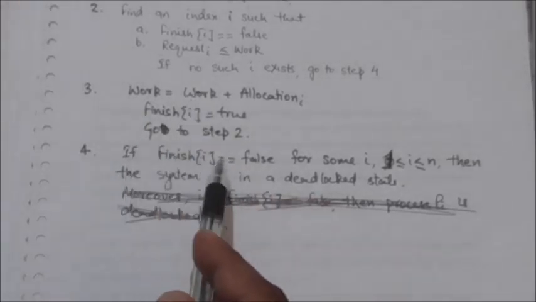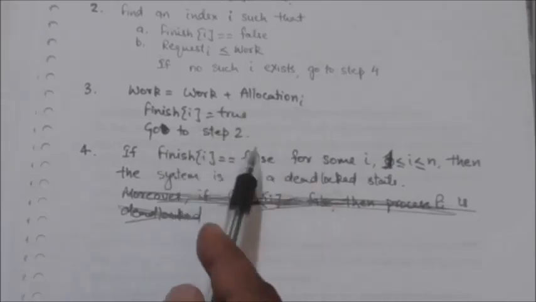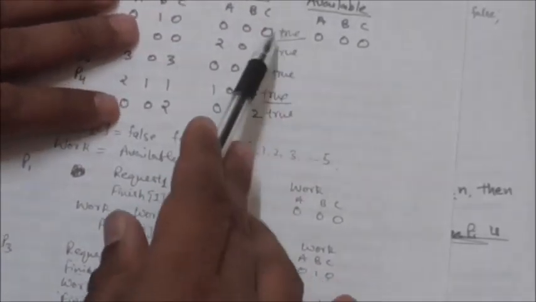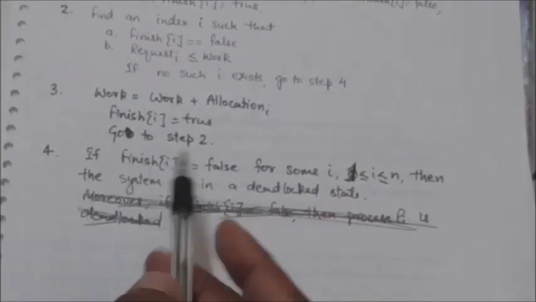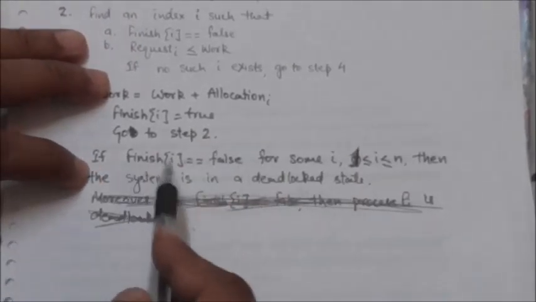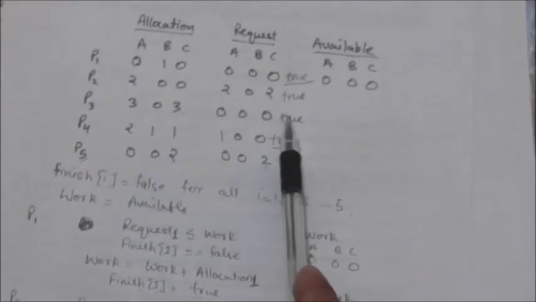In step 4 we check whether in finish vector at any index the value is false, right? So here the finish vector is of length 5, and you can see that at every index the value is true, right? So here in finish vector we have not found any index where the value is false. It means the system is not in deadlock state.